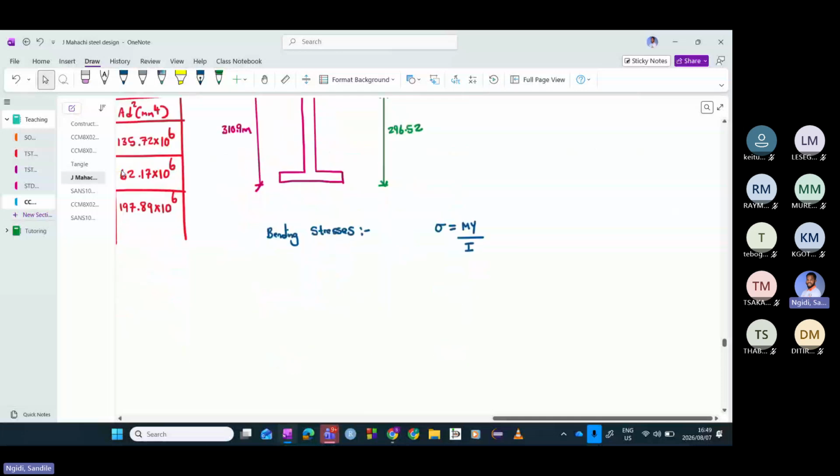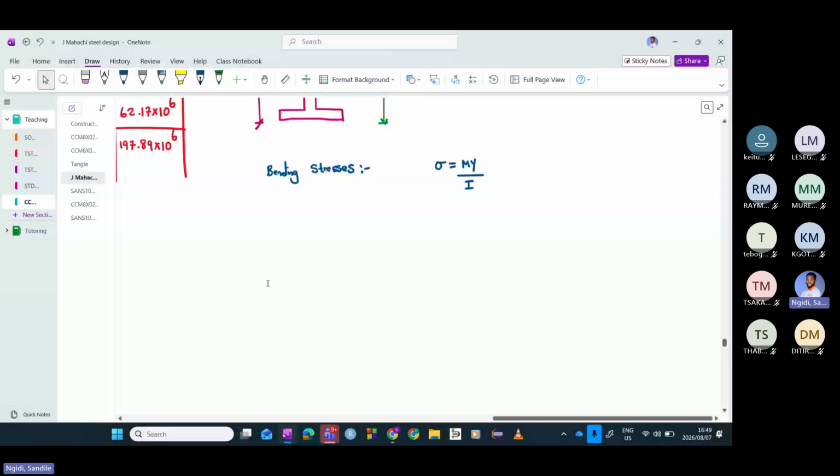The first part we can look at is the bending stress at the bottom of the steel flange. Let's call it sigma 1. The calculation of sigma 1 is really a calculation where we use My over I. That is what we will do.